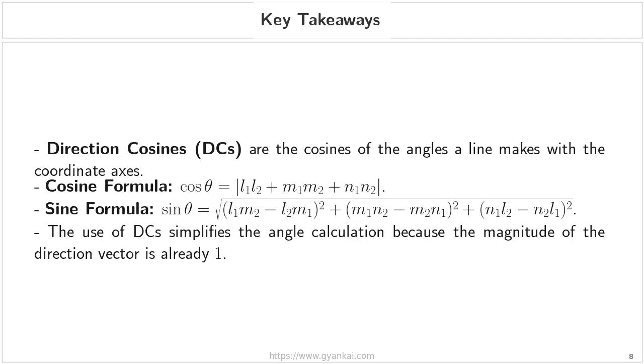Finally, the most important thing to remember is why we prefer using direction cosines over direction ratios. The use of DCs significantly simplifies our calculations because the magnitude of the direction vector is already equal to 1. This eliminates the need for that extra division step we often see with direction ratios.